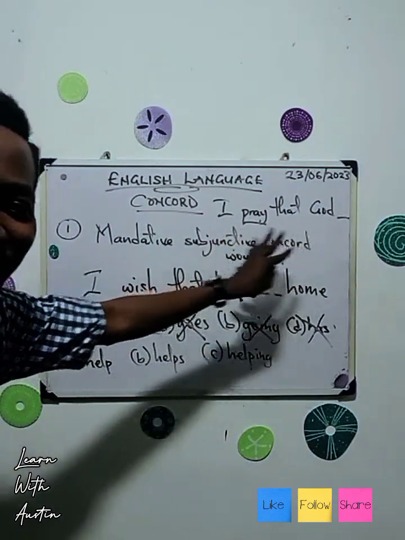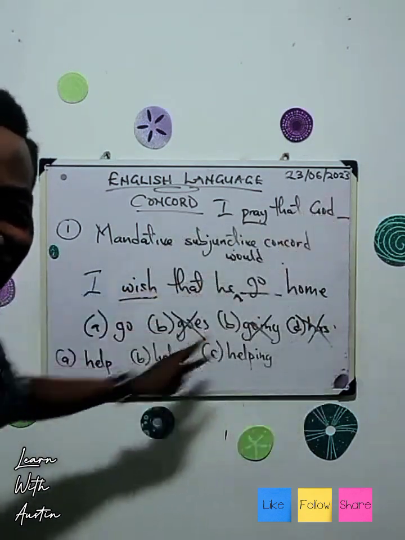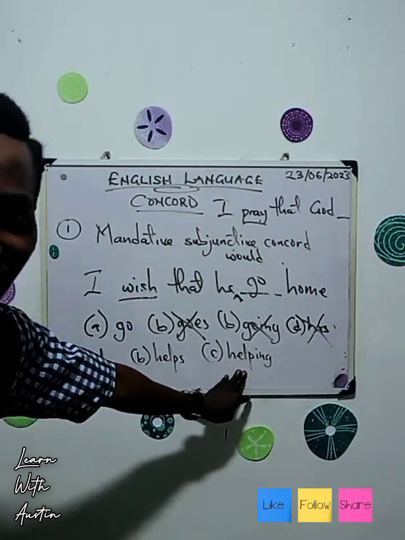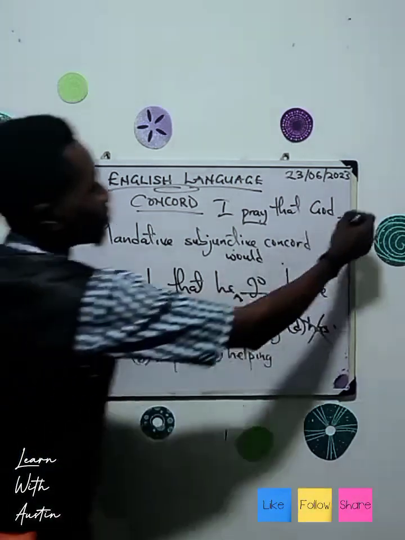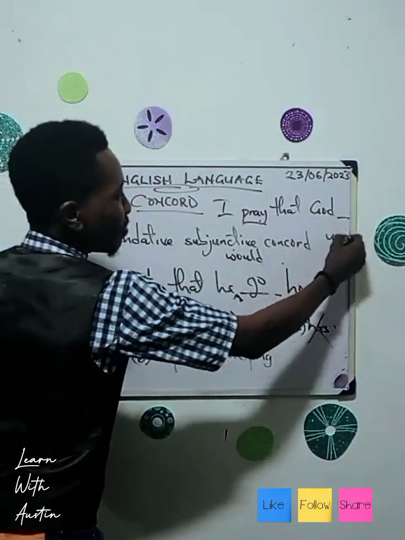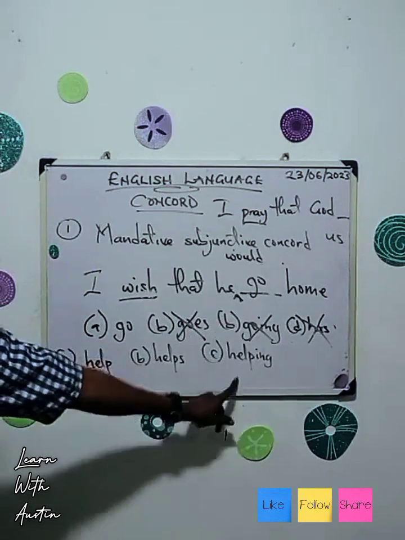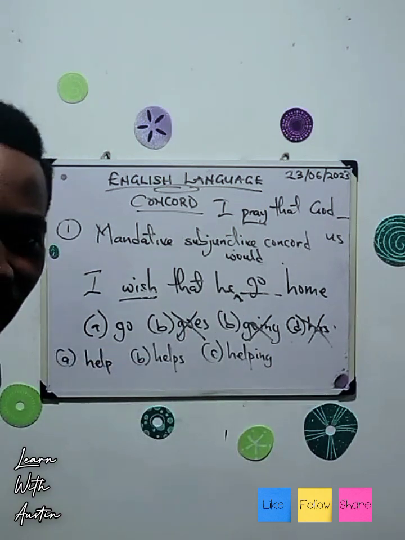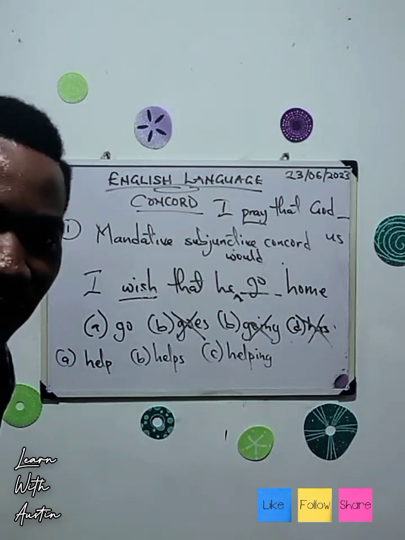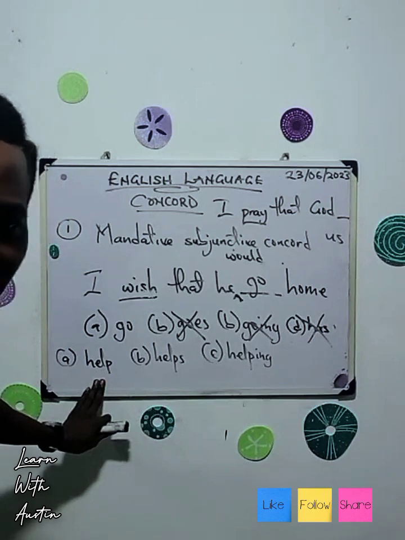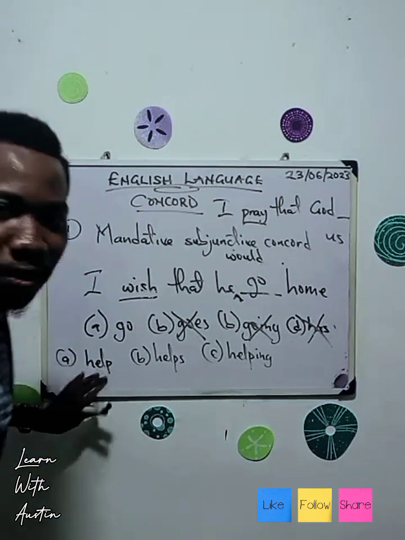Okay, so what are we going to have here? I pray that God help. I pray that God helps. I pray that God helping us. I pray that God help us. I pray that God helps us. I pray that God helping us. That's what it is. So the answer is A.